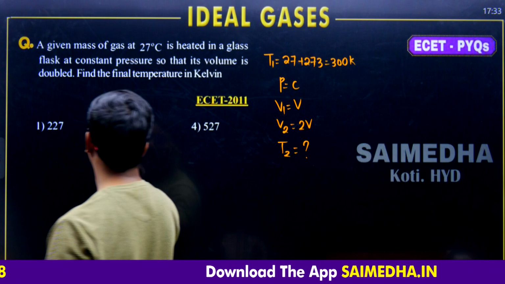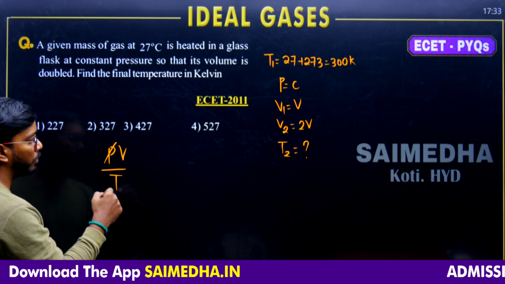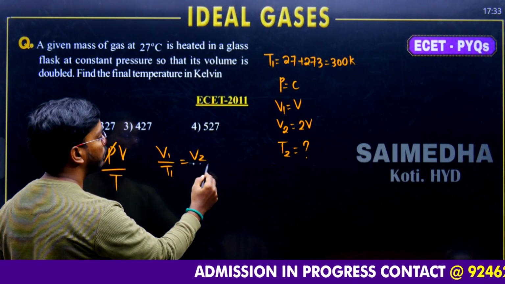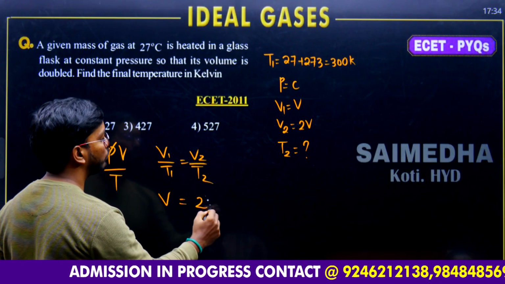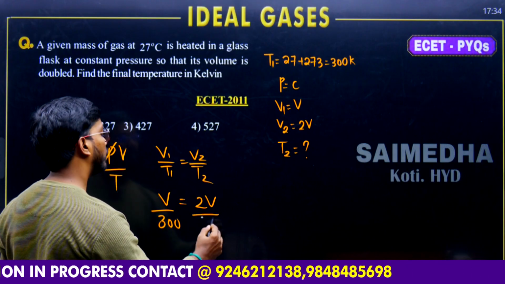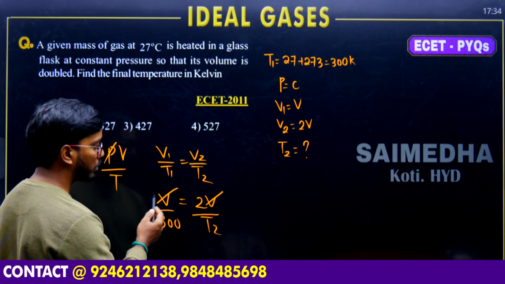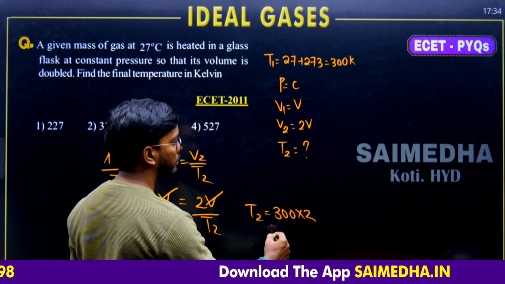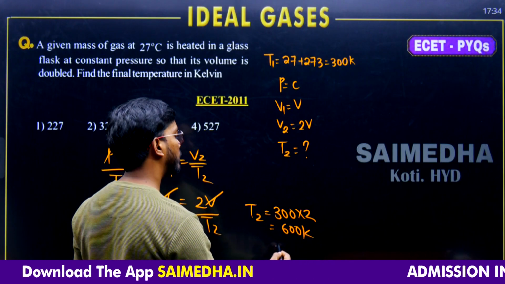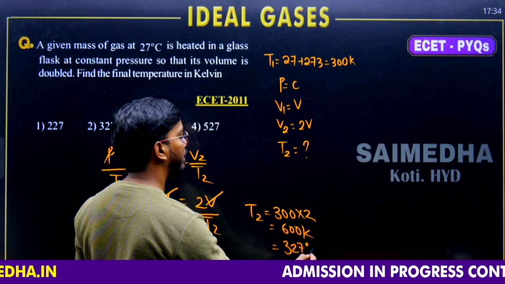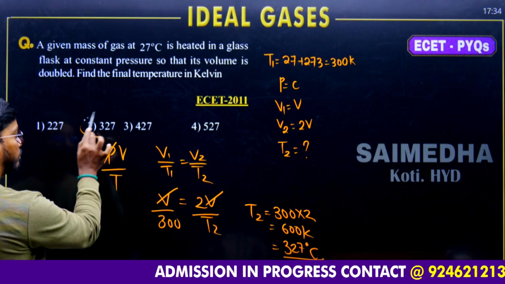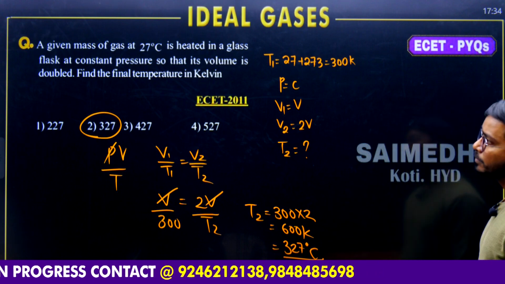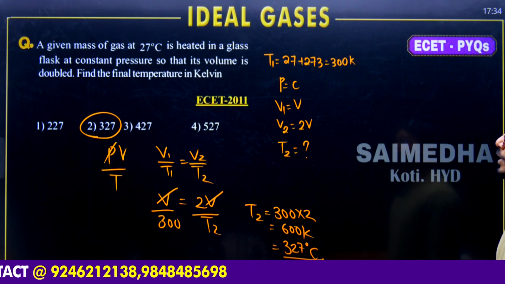We know that when the pressure is constant, volume and temperature are directly proportional to each other. So V1 by T1 is equal to V2 divided by T2. V1 is V, V2 is 2V, T1 is 300, T2 is what? V gets cancelled, cross multiply, T2 is equal to 300 into 2, that is 600 Kelvin, minus 273, that is 327 degrees Celsius. This is going to become your correct answer. Go through it. Final temperature in Kelvin.